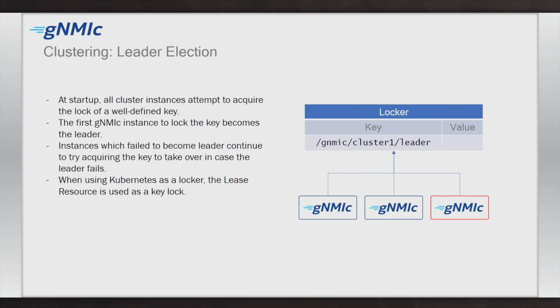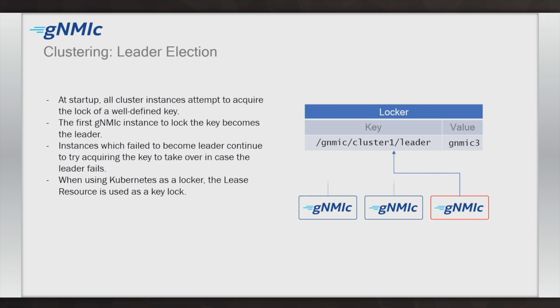So the first step is the leader election. All the gNMIC instances will attempt to lock a specific value, /gnmic/<cluster-name>/leader. All of them will try to do it at boot time. The first one that manages to lock that value becomes the leader. So gNMIC3, or instance 3 here, is now the leader. The other instances will continue to try to acquire that key in case gNMIC3, the third instance, either dies, restarts, or is taken out of the cluster. One of the other instances will take over as a leader.